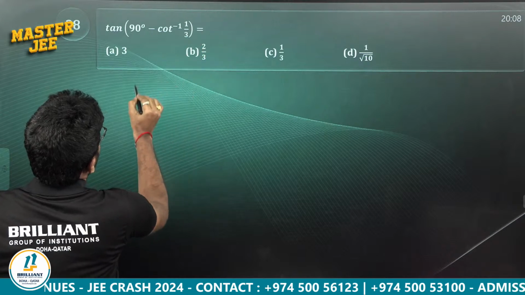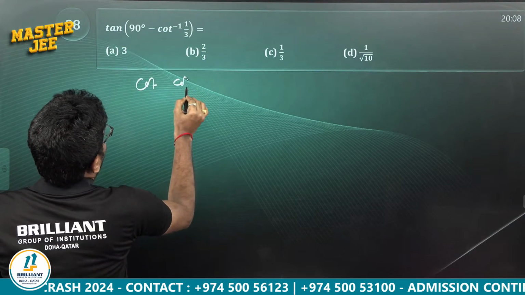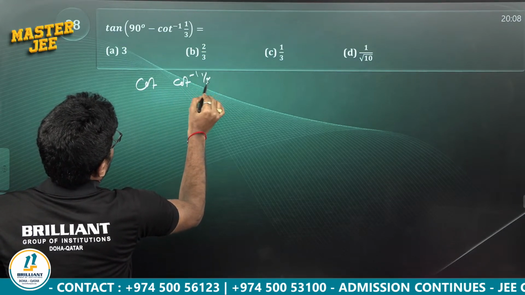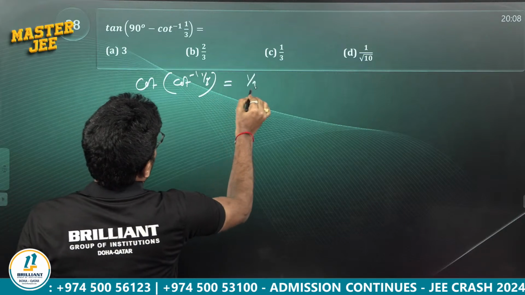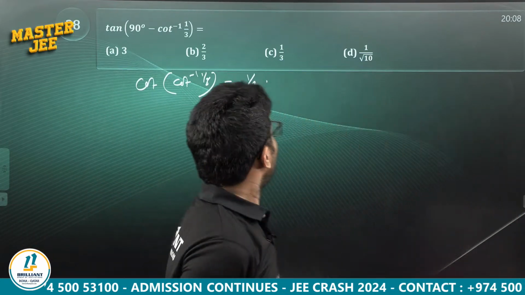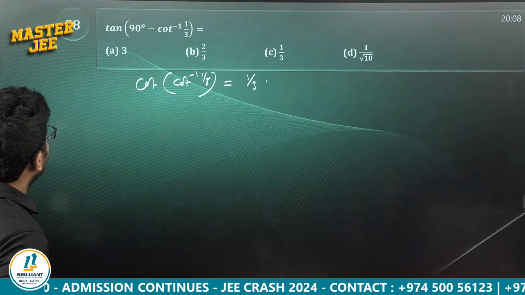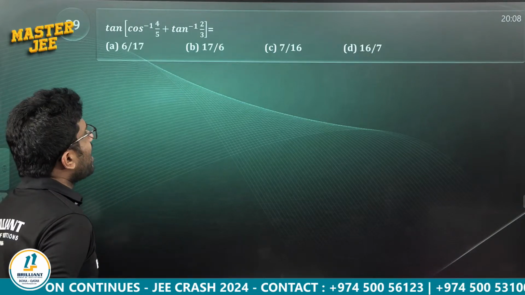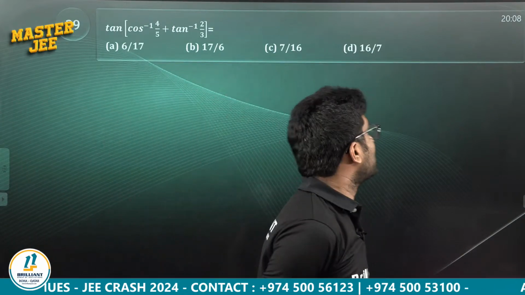Tan of 90 minus theta, cot inverse of 1 by 3. Now cot inverse 1 by 3 is directly 1 by 3. That's it. Very good. Next one, same, guys, as usual, like we have discussed before.